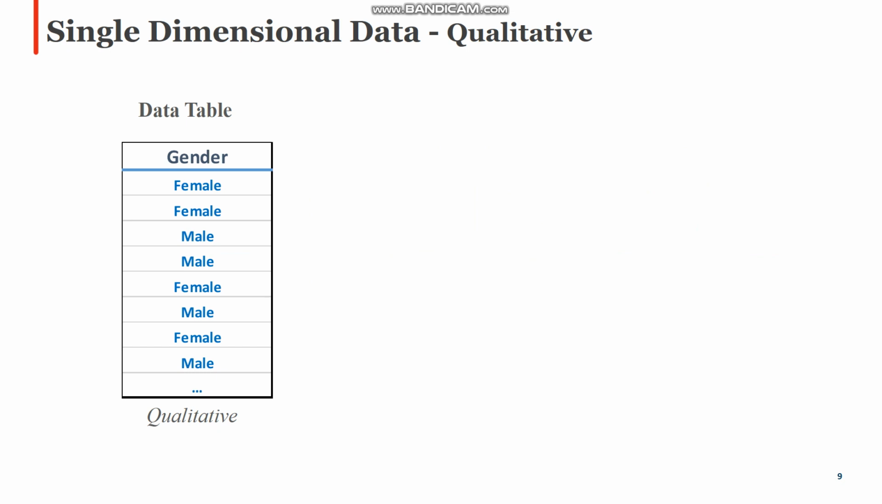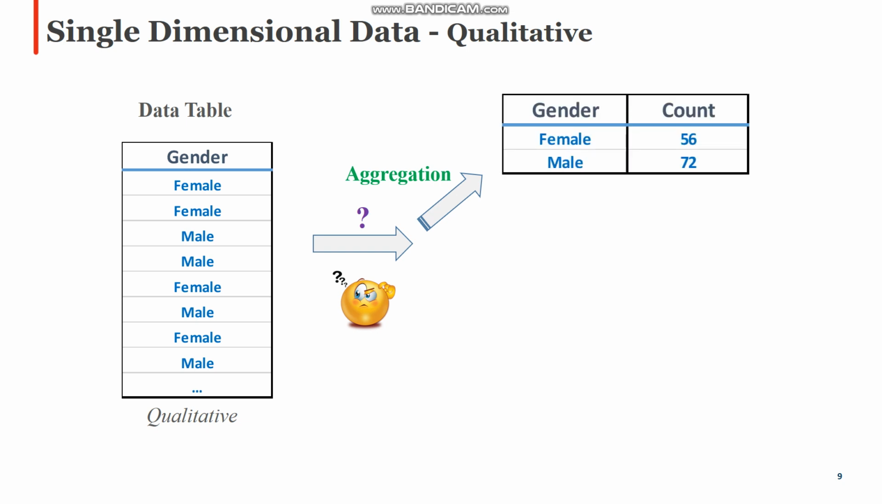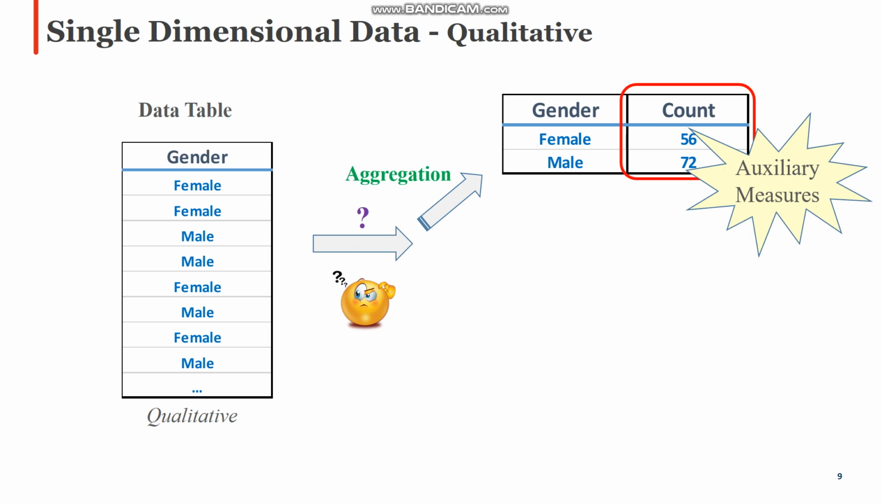Let's move to a single-dimensional data variable, a qualitative data variable. Say you have one column of gender values, and how will you visualize that? We have 2 or 3 different values for the gender, the male, the female, or others. So for a bunch of such records, it would be necessary to aggregate them by the different categories. See how many females and how many males. In that way, we are creating some auxiliary measures for this qualitative data variable.